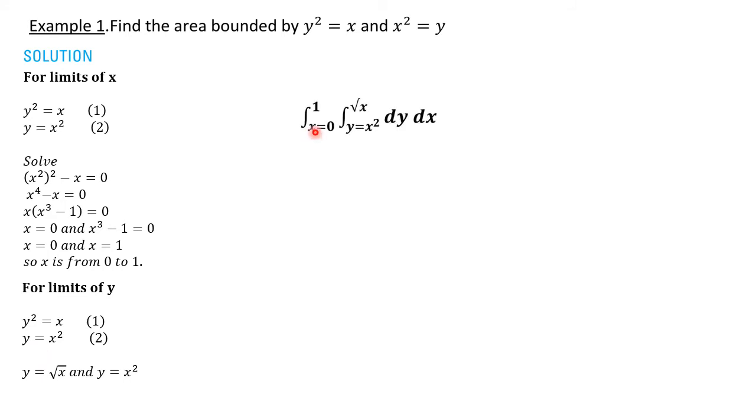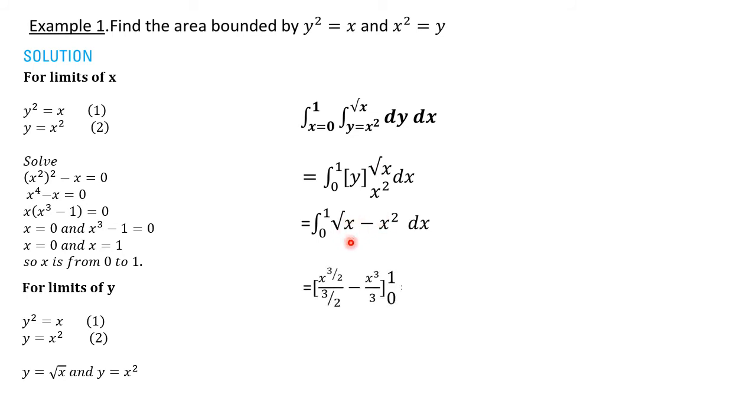So integrate from 0 to 1 for x, integrate from x square to root x for y, dy dx. Integrate this with respect to y, we'll get y from x square to root x. Put the limits.